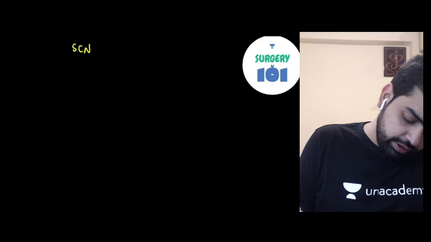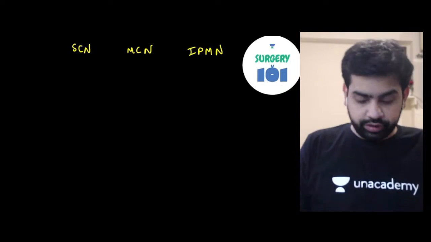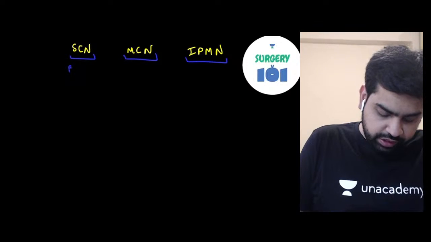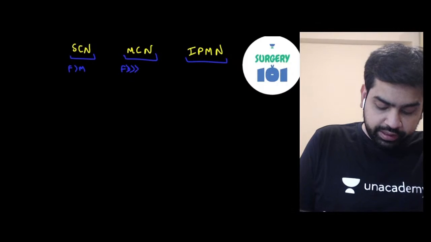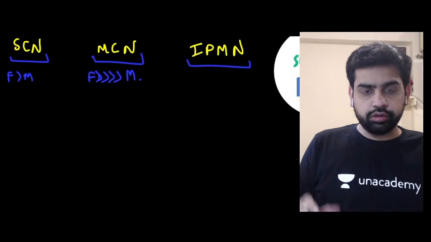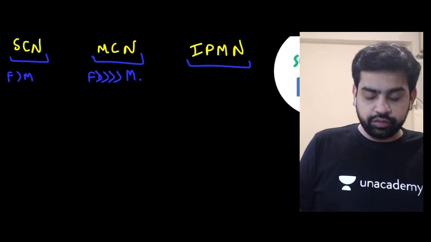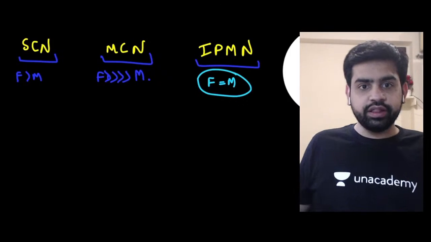Now, I'll just summarize the three important things for you. We have three important cystic lesions. We have a serous cystic neoplasia, we have a mucinous cystic neoplasia, and we have an IPMN, intraductal papillary mucinous neoplasia. What you need to understand over here: serous cystic neoplasia is more common in females as compared to males. Mucinous cystic neoplasia is all the way more common in females, at least 10 times more common in the females as compared to the males. What about the IPMN? It is more or less equal in females and males.